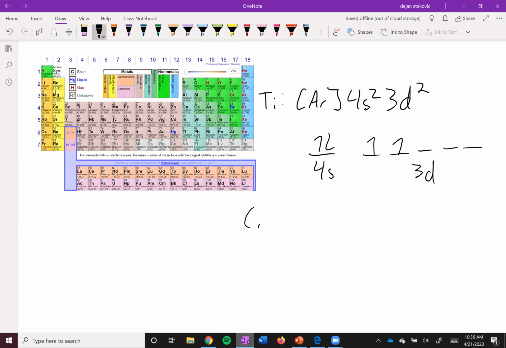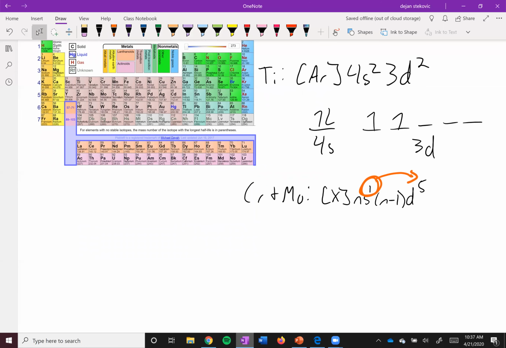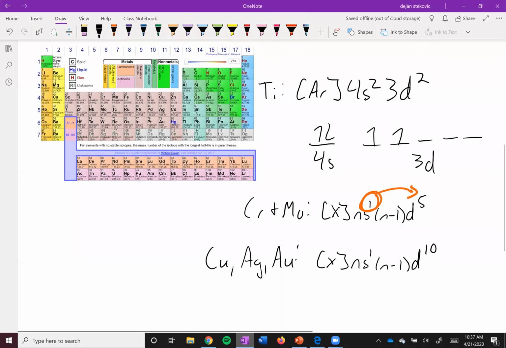Also, don't forget that chromium and molybdenum are exceptions. If you look at their electron configuration, it's whatever noble gas you have here, then ns1, (n minus 1)d5, right? So one of these s electrons goes into the d orbital to get these half-filled shells. And same thing for copper, silver, and gold. They're also ns1, but this time they're d10. So again, an s electron has gone into the d orbital.